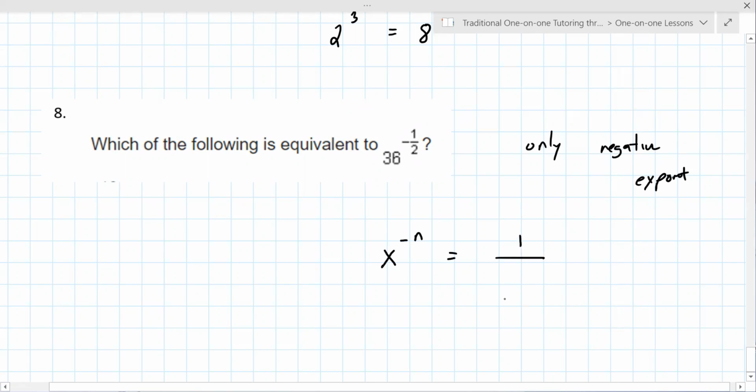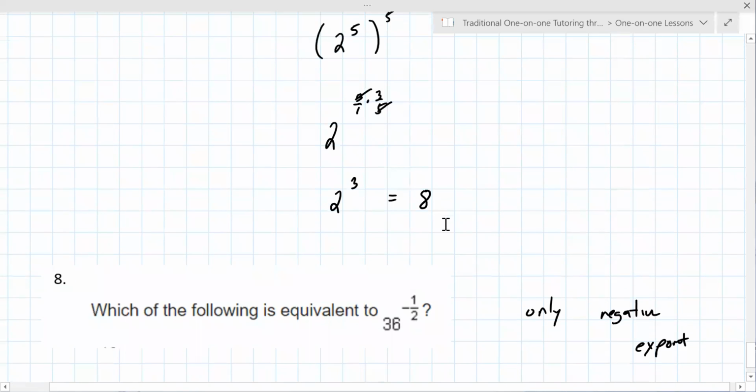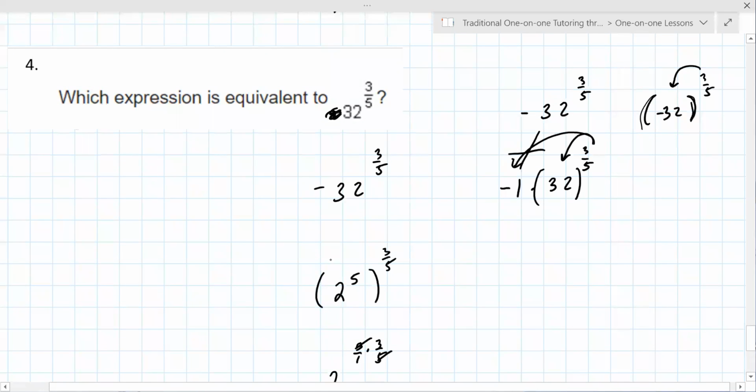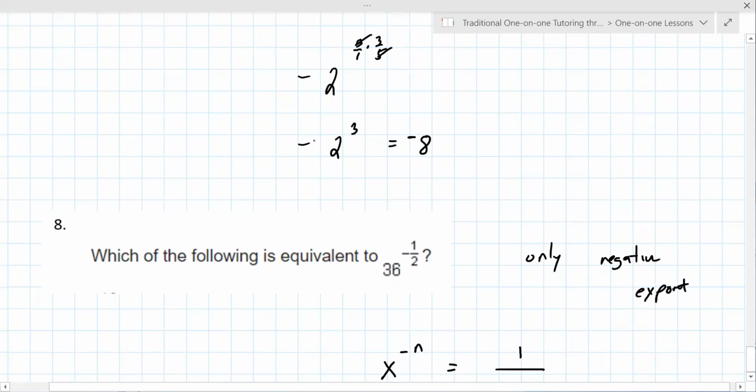Sorry. What was the answer for the last question? 8, -8. Thank you. So that negative just comes in front. So it's negative, negative. Oh, yeah, okay. That makes sense. Thank you.